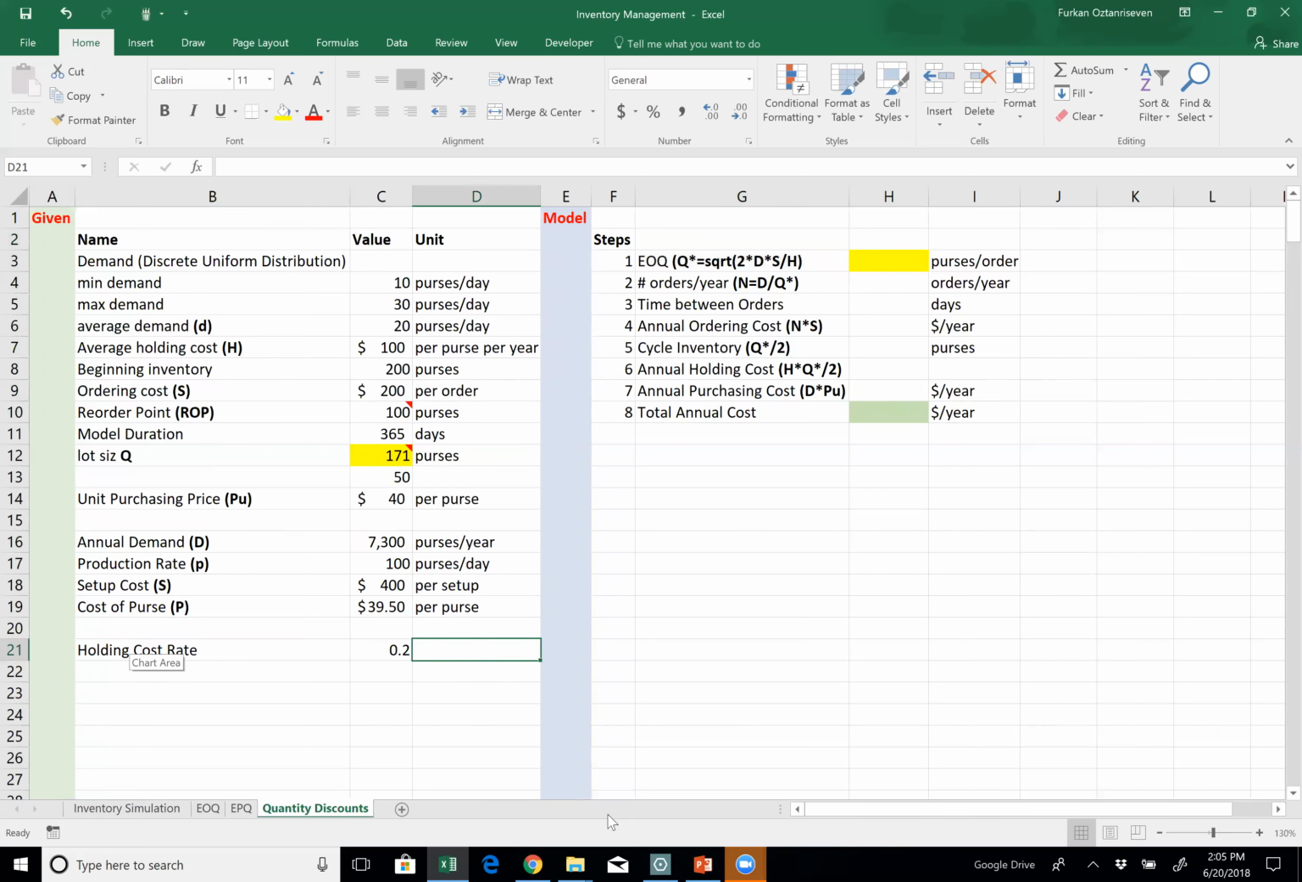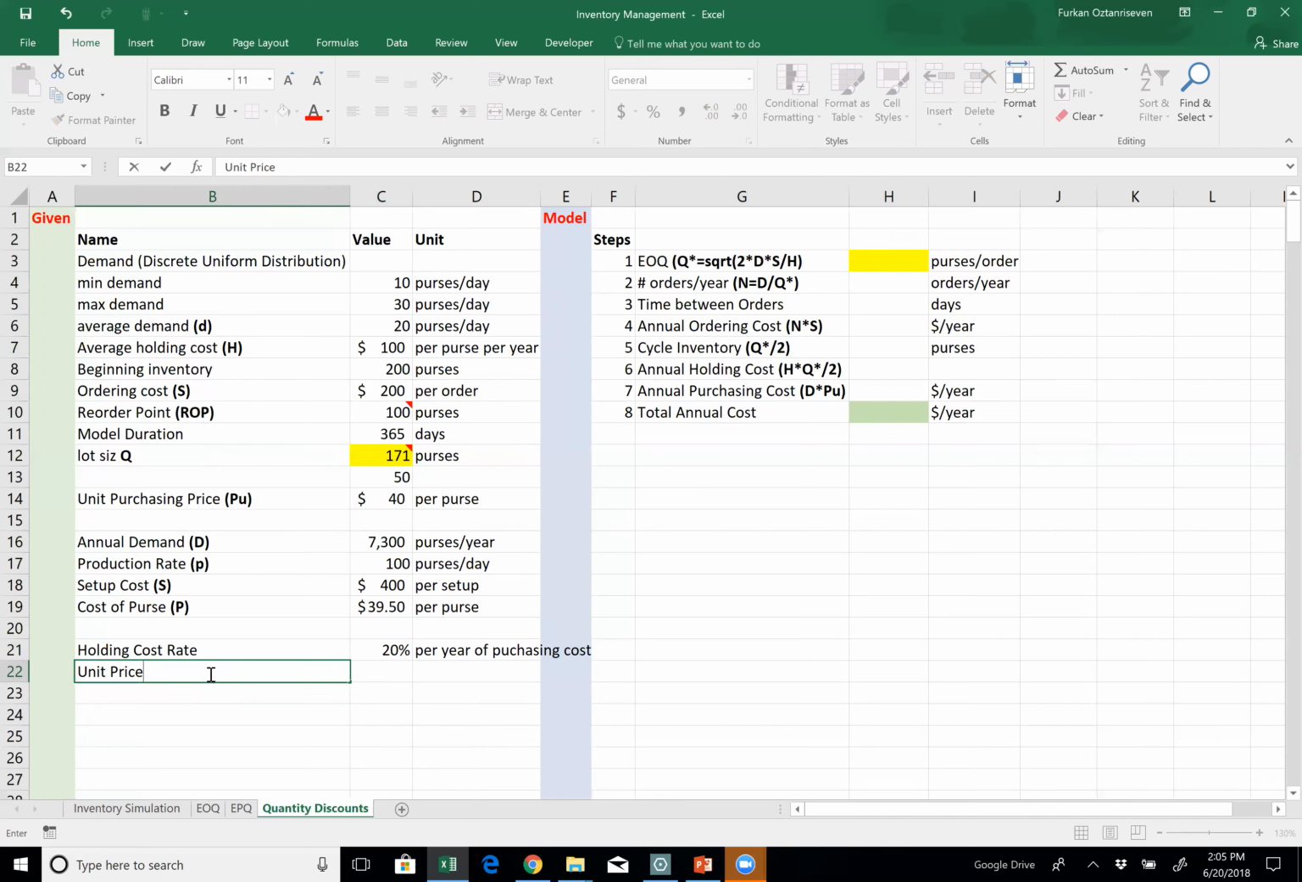Again, this number is higher for fashion and technology products and perishables because they have higher opportunity or holding costs. It's lower in general for commodities because they are not perishable and they don't lose their value that fast. So we assume that this is 20% per year of purchasing cost. I give it as a percentage of purchasing cost because purchasing costs will change based on quantity ordered.